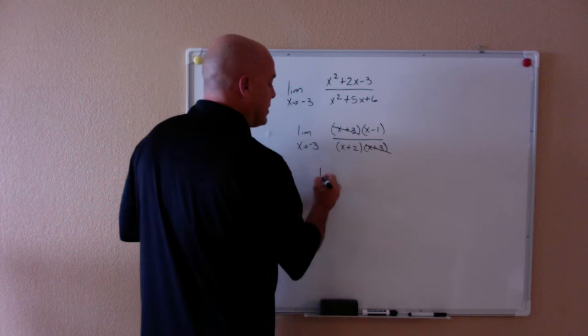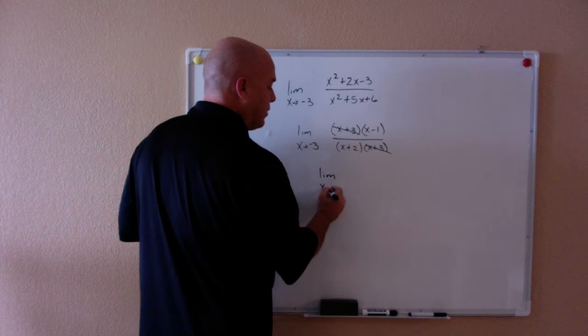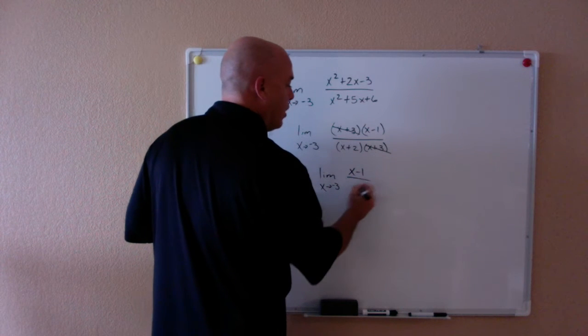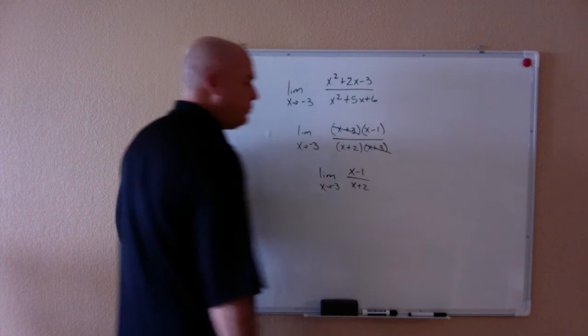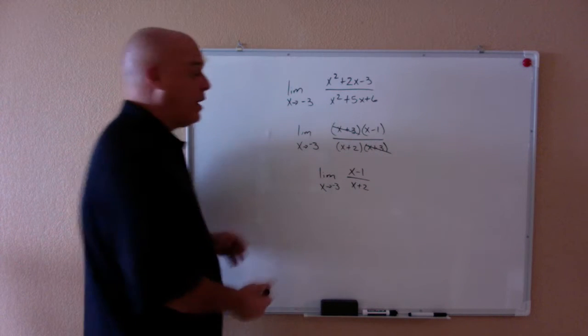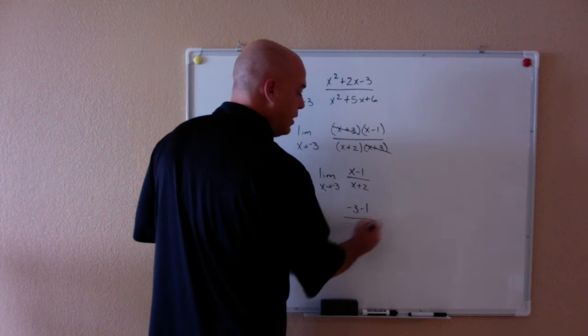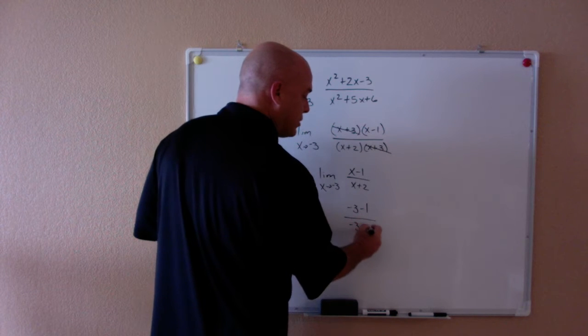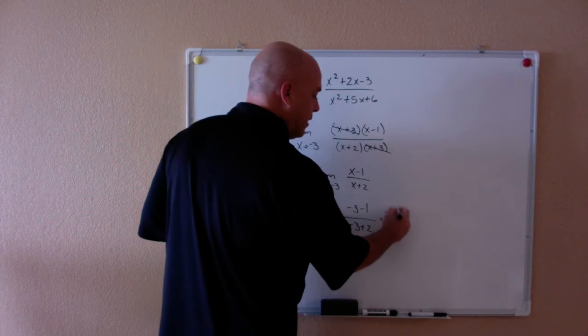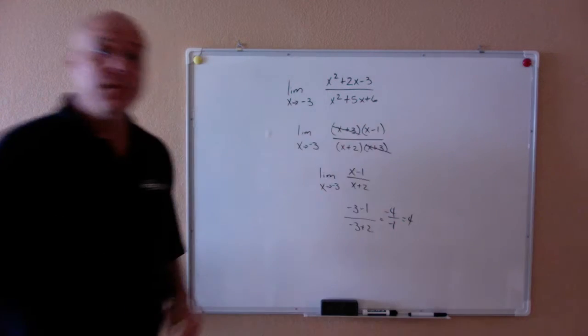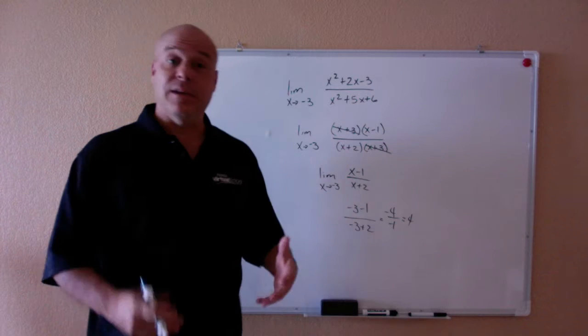And so now I can simplify this and say, okay, now I want the limit as x approaches -3 of x minus 1 over x plus 2. And now I can go ahead and plug in -3 here. That's going to get me -3 minus 1 divided by -3 plus 2, which is going to get me -4 over -1, which is 4. And so there's the value of my limit. My limit is equal to 4.